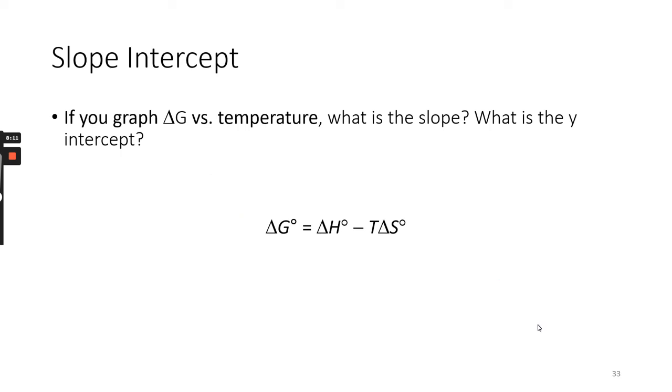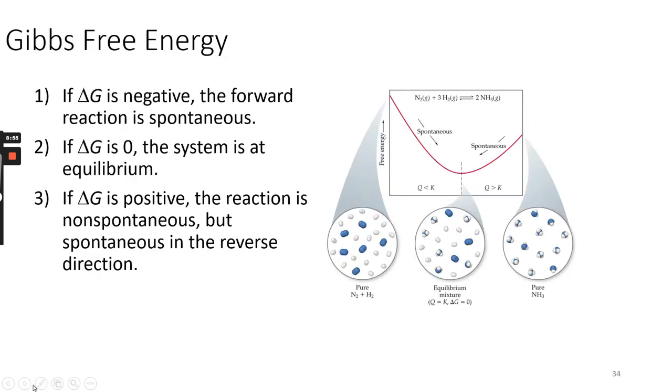What if we were to plot delta G versus temperature? What would the slope of that line be? Your change in entropy is your slope, and this is your y-intercept. Actually, let me erase this here a little bit. Your slope would be negative delta S.